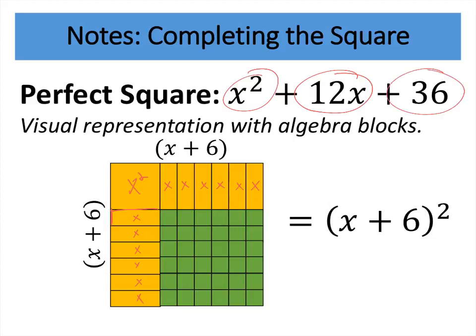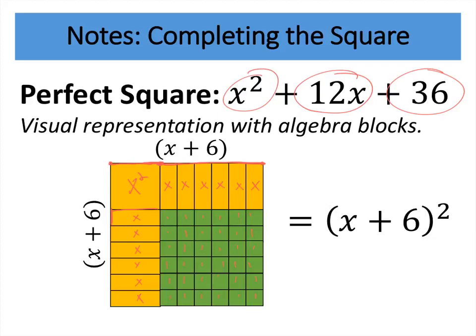And then I've got 36. Each one of these green squares represents a number 1, and we have 36 of them because that's what fits in here. And notice that this makes a perfect square. And each square has side length 1, 2, 3, 4, 5, 6 here, and then side length of x there, so the total length is x plus 6, and it's a square, so it has the same length on each side, and so we get x plus 6 quantity squared, and that makes this visual representation.